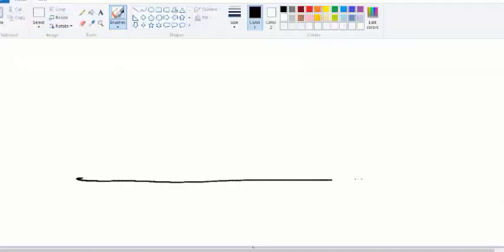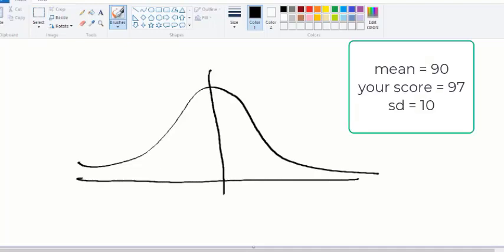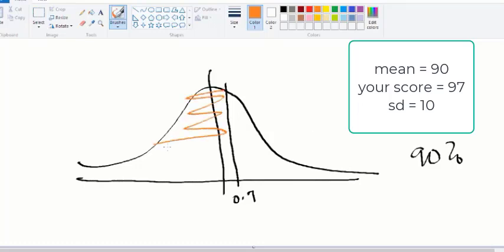So, when they say you're at 90, for example, let's get the z-score of 90. For example, the mean is 90, and let's say you scored 97. 97 minus 90 divided by 10 is 0.7. So, you are here at 0.7, supposedly. When they say your percentile rank is 90%, it means that 90% of the entire 10 students are lower than you, and only 10% are higher than you.